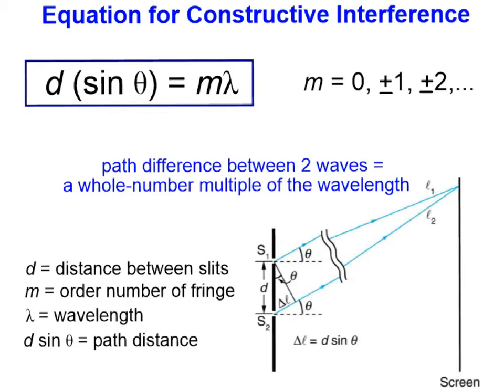You can see from this equation that the path difference, this is equal to delta L, or the difference in the path lengths between these two waves. D sine theta equals that. And that path difference between the two waves is going to be equal to some whole number multiple of the wavelength. Remember, we talked about constructive interference is when we have a whole number multiple times that wavelength. That gives us the constructive interference.